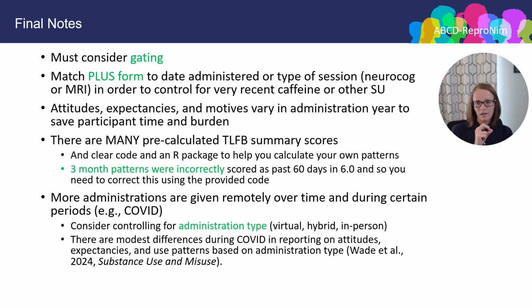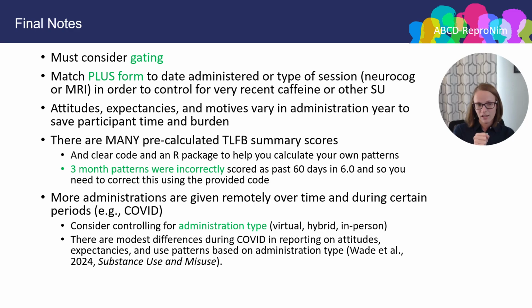Make sure you're aware as best you can be of when we give each measure, because attitudes, expectancies, and motives vary in administration year to save participant burden. Check out what our pre-calculated timeline fallback variables already are. There's clear code in an R package to help you calculate your own patterns.